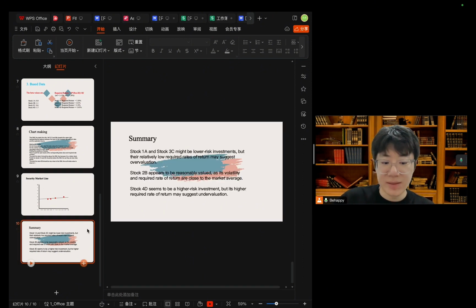And here is the summary of these stocks based on beta, required rate of return and SML. Stock 1A and stock 3C might be lower risk investments, but their relatively low required rates of return may suggest overvaluation. Stock 2B appears to be reasonably valued, as its volatility and required rate of return are close to the market average. Stock 4D seems to be a higher risk investment, but its higher required rate of return may suggest undervaluation.